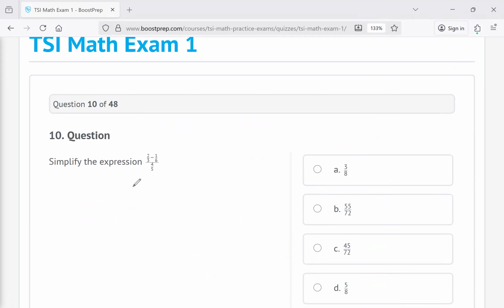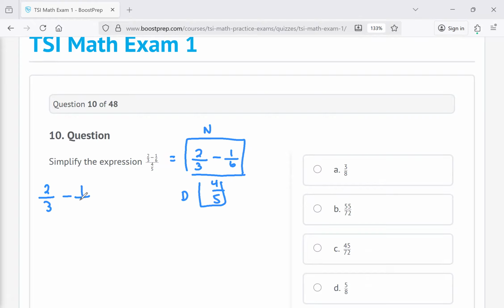Okay, question 10. So it looks like we have a complex fraction. I don't know if you can see it, but the numerator is 2/3 minus 1/6 all over 4/5. So what I would do is this whole thing represents your numerator and this whole thing represents your denominator. So what I would do is simplify the numerator. So what is 2/3 minus 1/6?